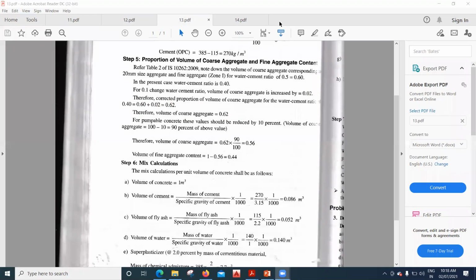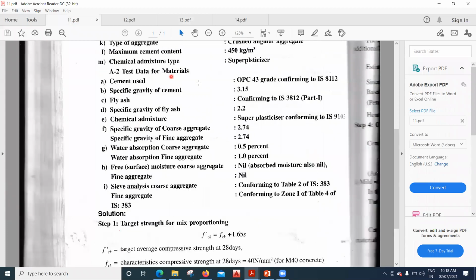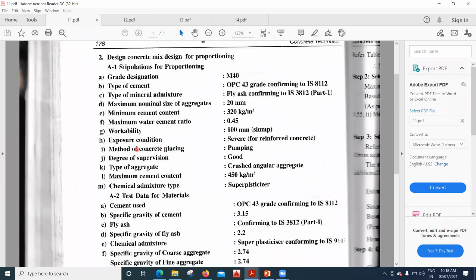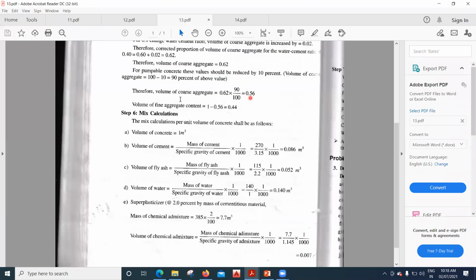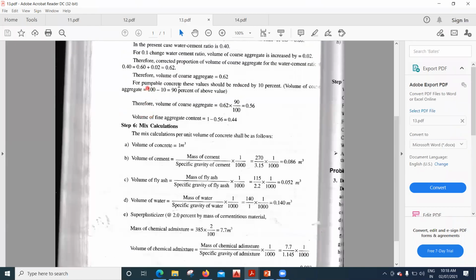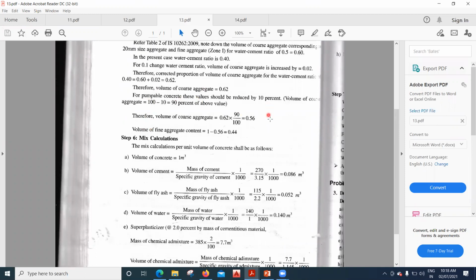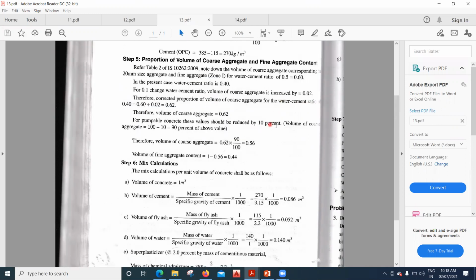But again, in the question they have told us they are going to do the concreting by pump. It is given here: the method of concrete placing is pumping. If you're doing pumping, then we want more fine aggregate. Therefore, for pumping the concrete, this value should be reduced by 10%. You can even reduce it by 8%, 9% or 10%. It depends, but the code says based on experience you reduce it by 10%, though it depends on site conditions. But here we'll take 10% only.